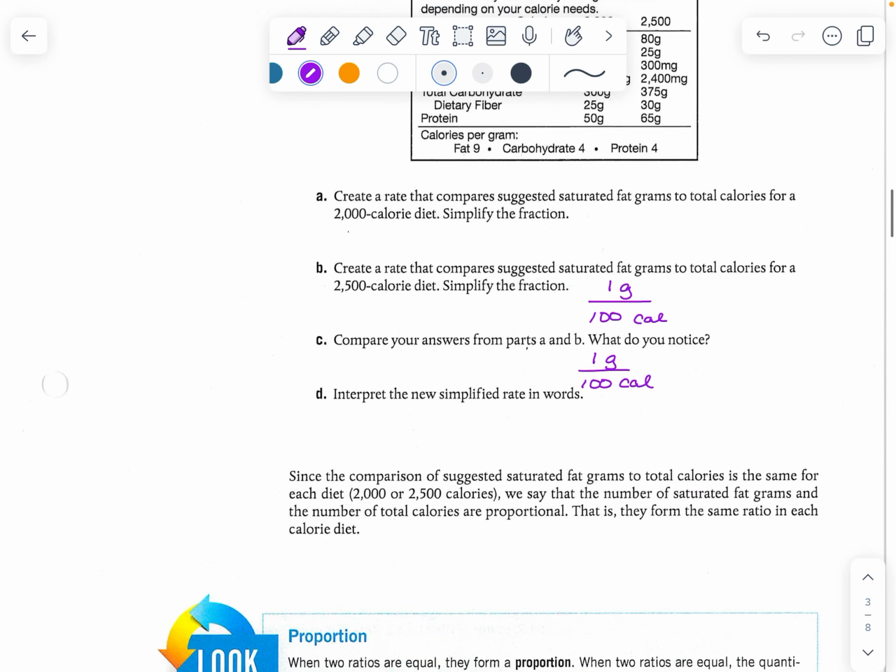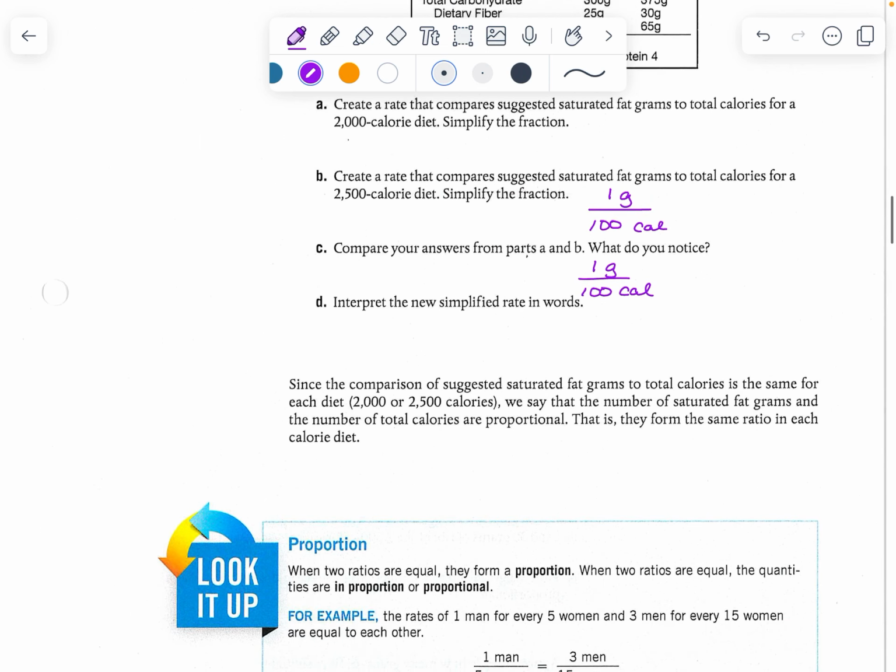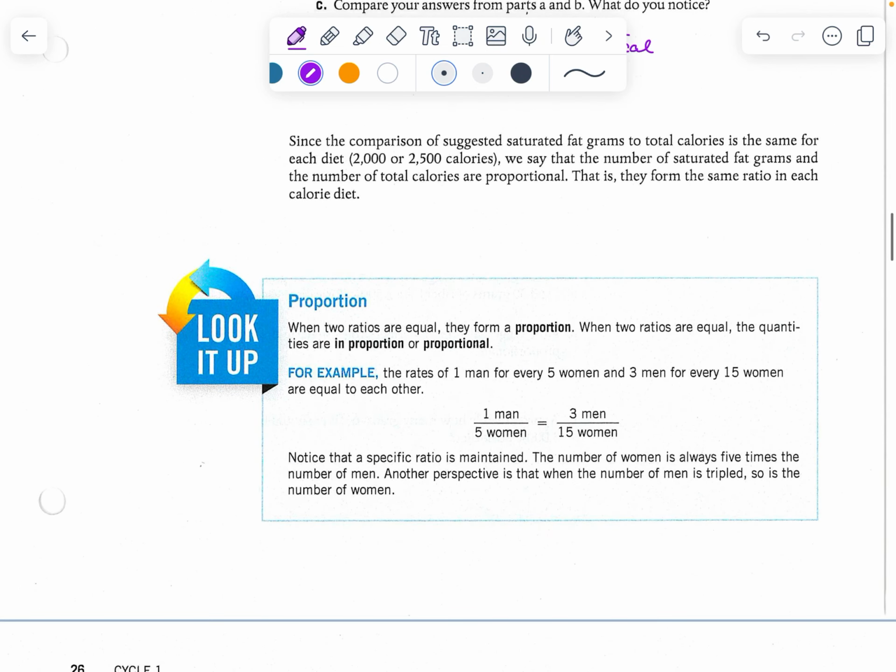We had stopped with the question where we had reduced them and we found they're both 100th of a gram per calorie. And we said, hey, look, these are the same. And that's where we stopped. What we are supposed to be looking at next is setting two fractions equal. And the moment two ratios are equal, they're said to form a proportion.